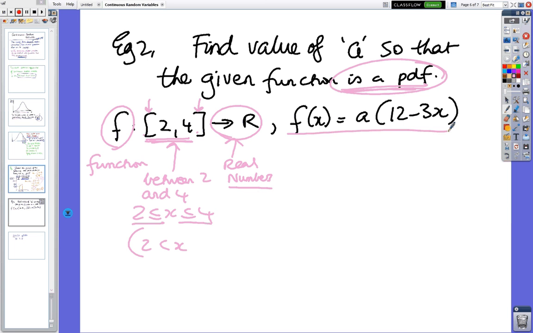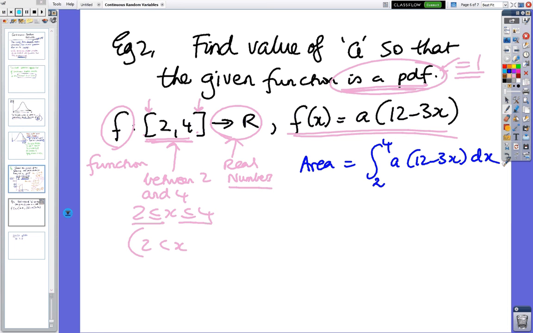Here's the question over here. The function is a(12 minus 3x). Because we're told it's a PDF, that means that the area equals 1. We don't know what it looks like, but we know that the area equals the integral from 2 to 4 of a(12 minus 3x) dx. And we know that the area equals 1. Now, a is a constant, so I can take that outside, and then I integrate those numbers. 12 turns into 12x, and 3x turns into 3x squared over 2, between 4 and 2.